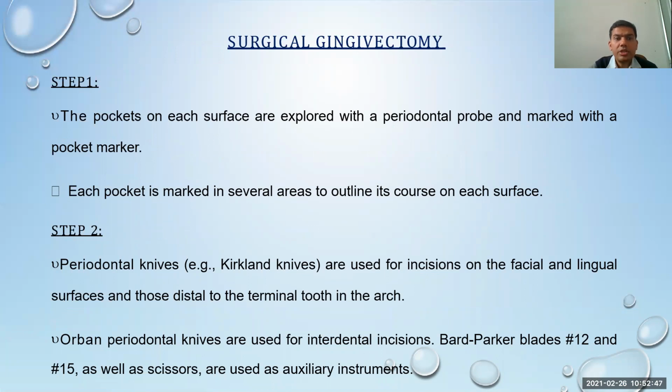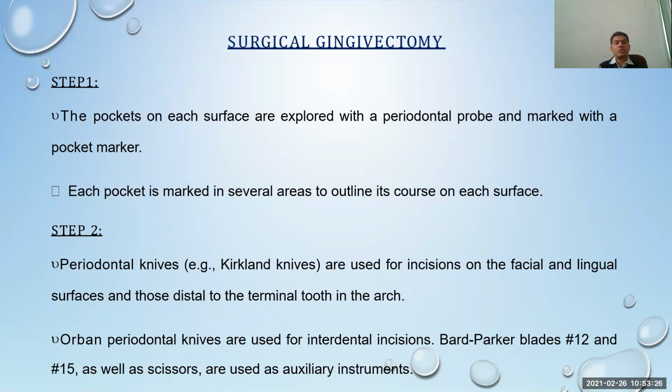Step one: the pockets on each surface are explored with the periodontal probe and marked with the pocket marker. A pocket marker is an instrument that somewhat resembles a tweezer, where one beak has a pointed end. If you clip it, it will puncture the outer aspect of the gingiva and mark the pocket. That is why it is known as a pocket marker. Each pocket is marked in several areas to outline the course, so you create many bleeding points.